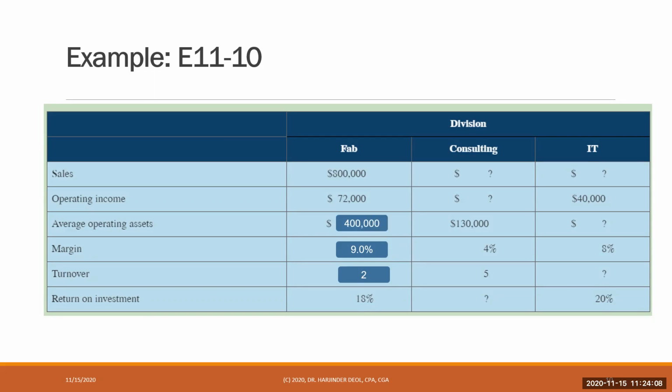You could alternatively have calculated average operating assets by dividing the operating income. So we knew the operating income was 72,000. We also knew the return on investment was 18%. 72,000 is 18% of 400,000. Dividing 72,000 by the 18% ROI, we could have gotten the average operating assets.